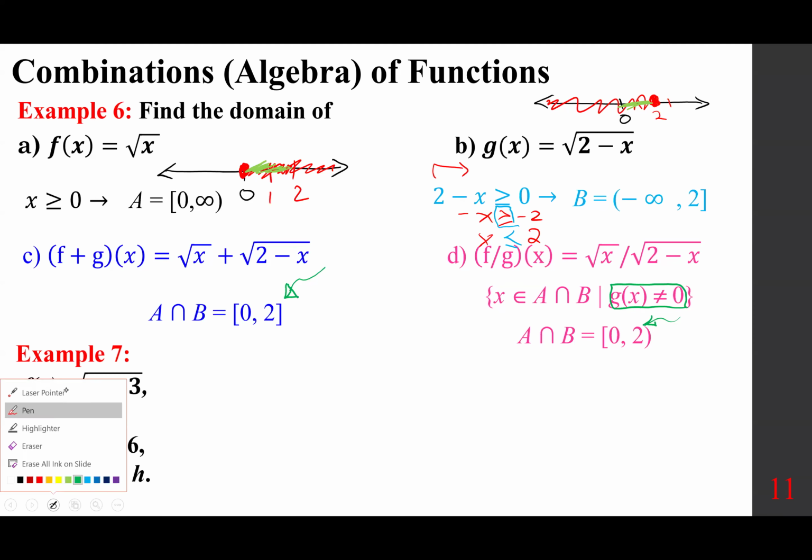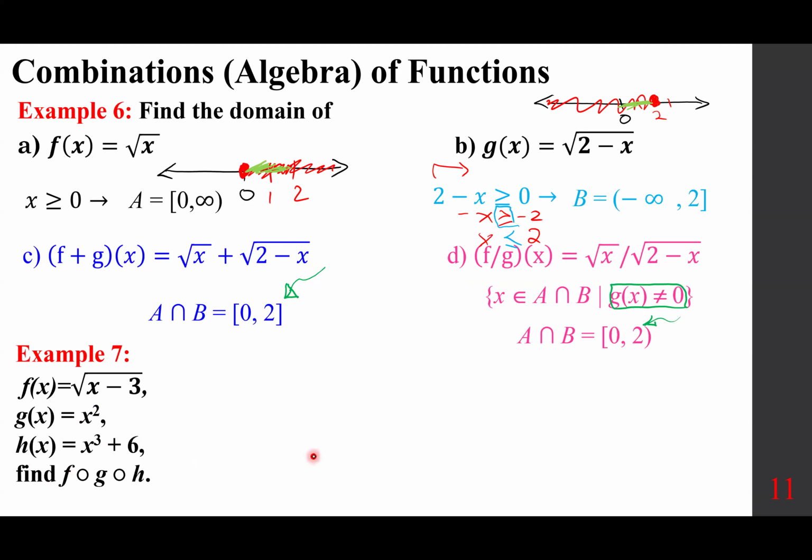f of x is square root of x minus 3, g of x is x squared, h of x is x cubed plus 6, and we want to find f o g o h, the composite function of f and g and h. And you can do it in a couple of different ways. You can find g o h first, then f o g o h, or you can find f o g first and then f o g o h. It makes no difference, everybody.